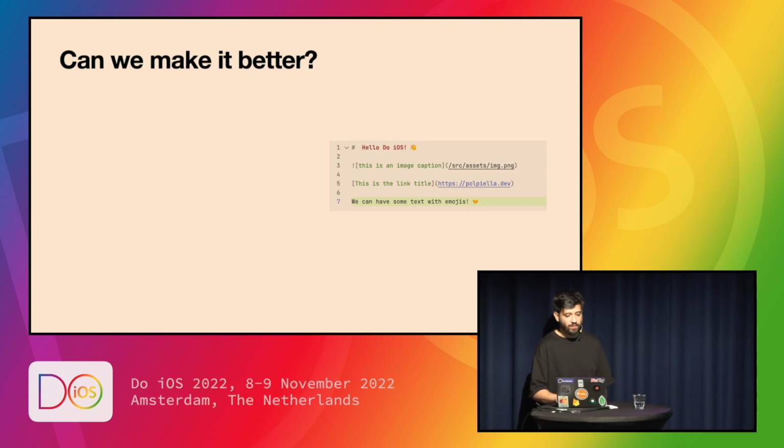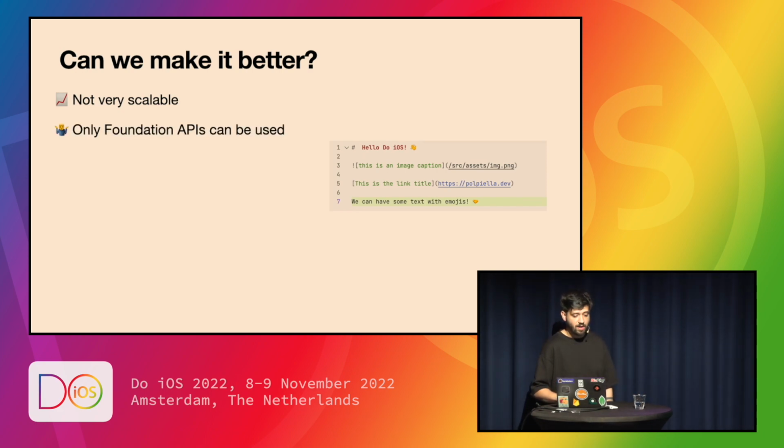So could we improve it? Could we make it better? The thing with the script is that it wasn't very scalable, so I couldn't reuse that logic. I couldn't just grab that logic and share it with an iOS application or a macOS application that did kind of the same thing. So I couldn't put some UI around it. It was just a simple script.